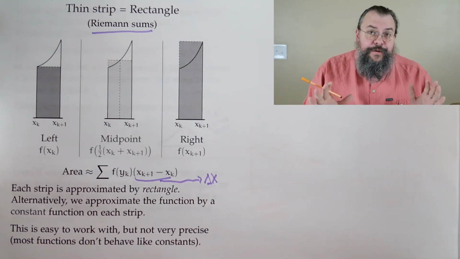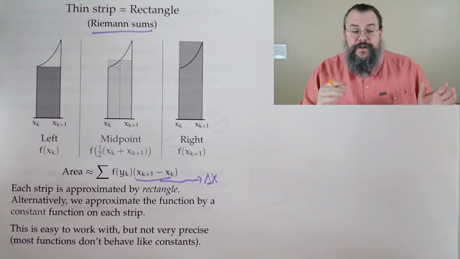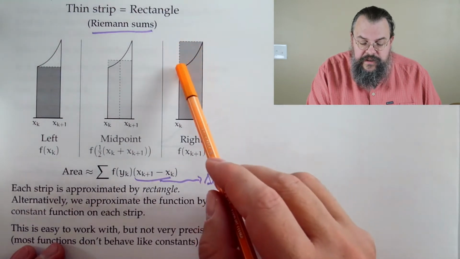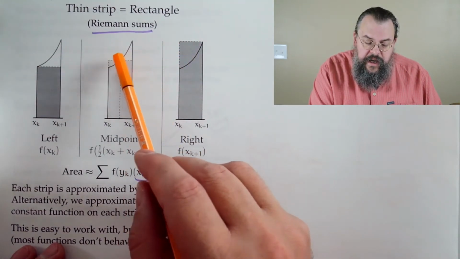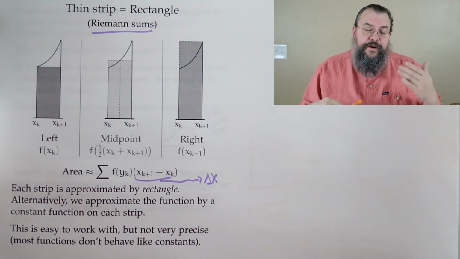Now, there are some definite pros here. It's pretty easy to work with. There's some definite cons, not very precise. You can see here there's a lot of missing area. It's a little bit better for the midpoint, but still, there's a lot of parts missing here. So it's not the most precise.